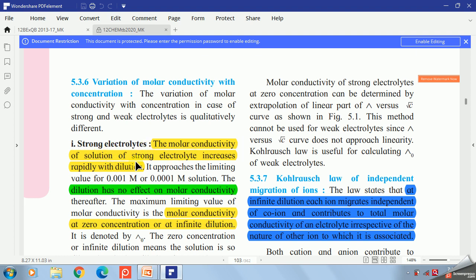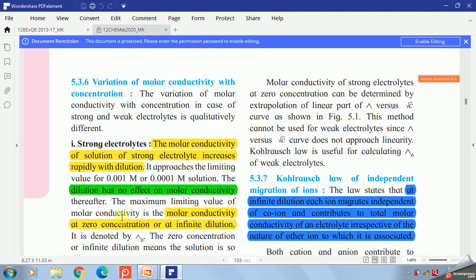The molar conductivity of strong electrolyte increases rapidly with dilution, because the number of ions increases on dilution. It approaches the limiting value for 0.001 molar or 0.0001 molar solution. The dilution has no effect on molar conductivity thereafter. It means if we dilute further, molar conductivity does not change.